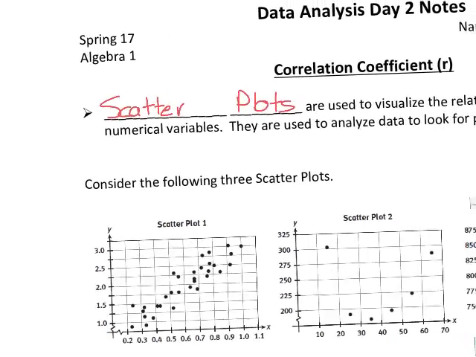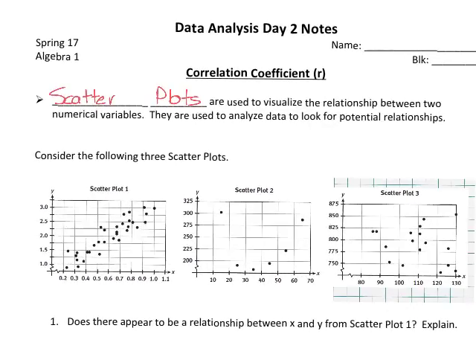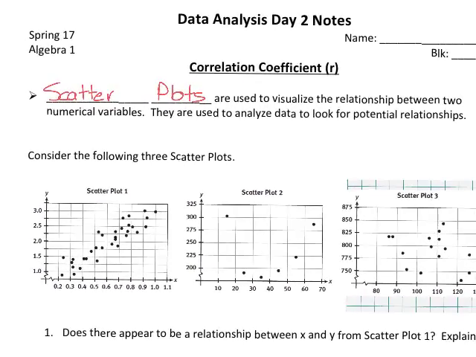Okay, so scatter plots are used to visualize the relationship between two numerical variables. They are used to analyze data to look for potential relationships. Anytime we're collecting data, if it's a survey or whatever it may be, I don't want to say never, we will rarely get data that is in an exact straight line. That's not real world. Generally, different people do things differently. There's going to be some variation. There may be some people that don't follow the same trends as other people.